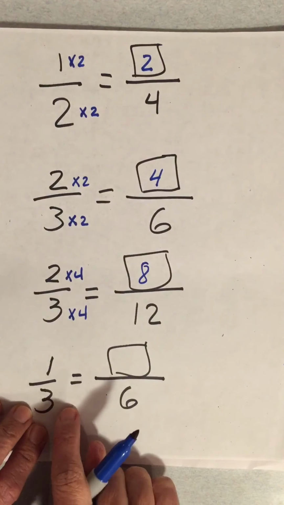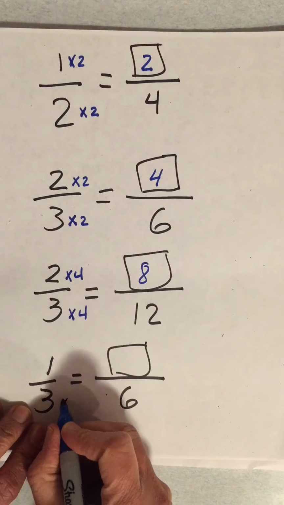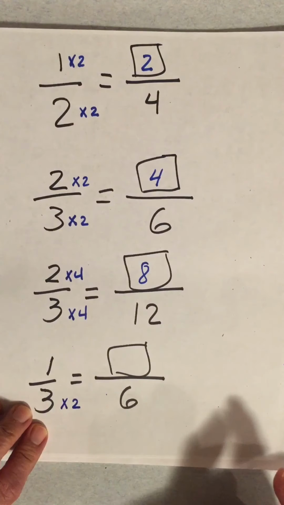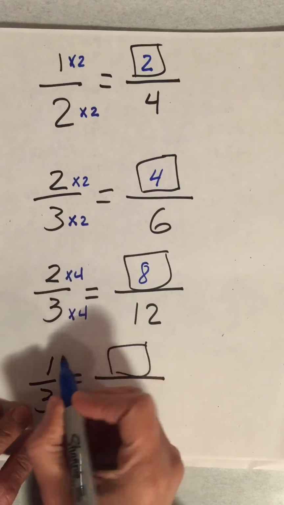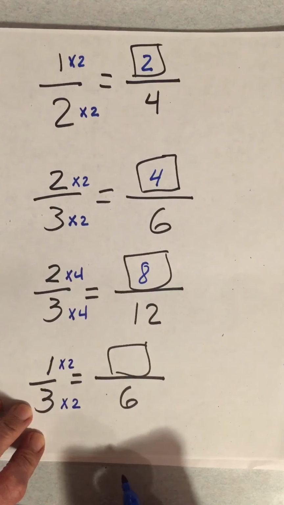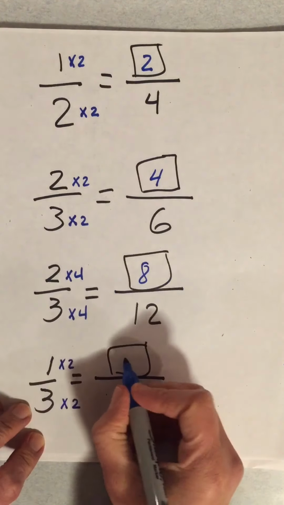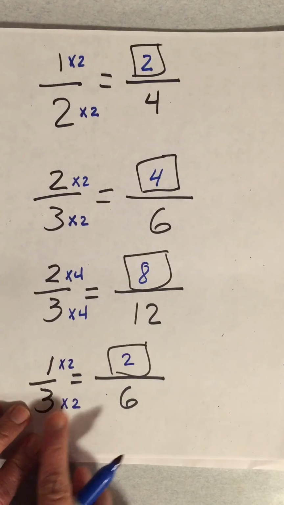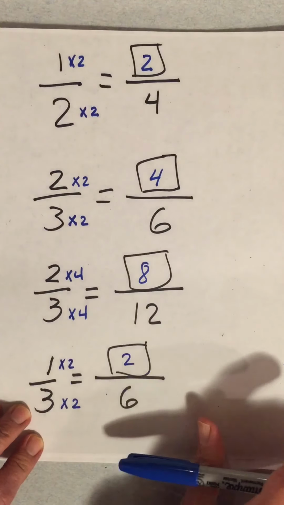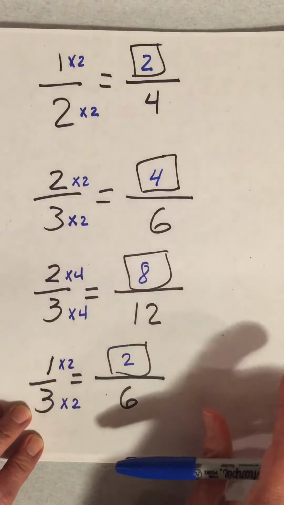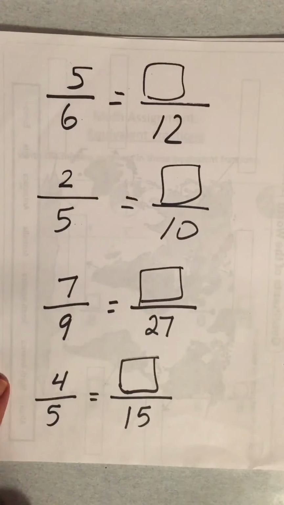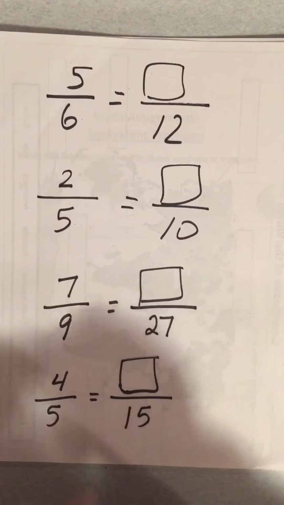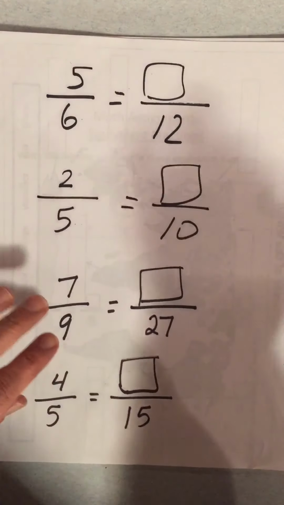So 3 times what gives me 6? 3 times 2 gives me 6. If I multiply the denominator by 2, I have to multiply the numerator by 2. 1 times 2 is 2. 1/3 is the same as 2/6. These are equivalent fractions. We're going to do a little more practice, okay? A little more. Here it goes.